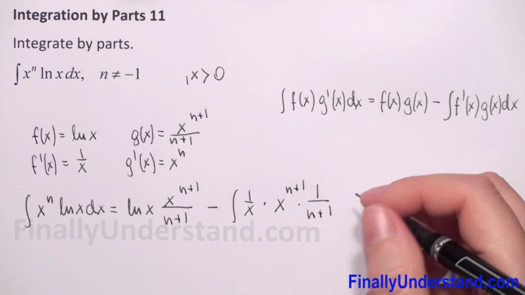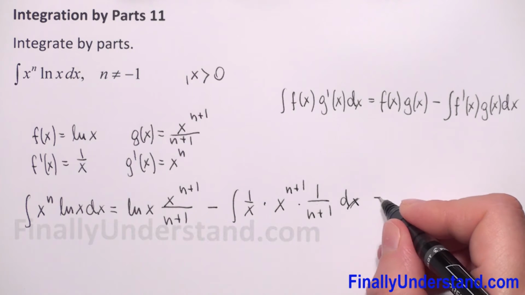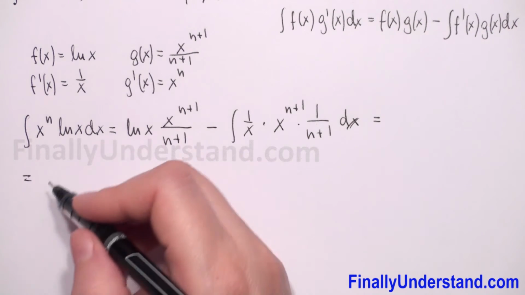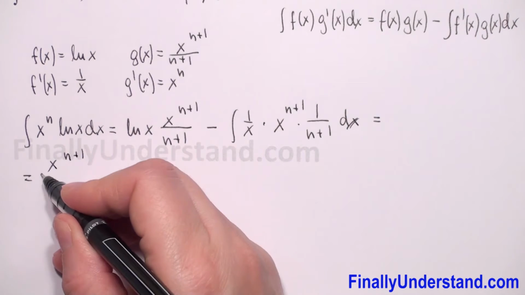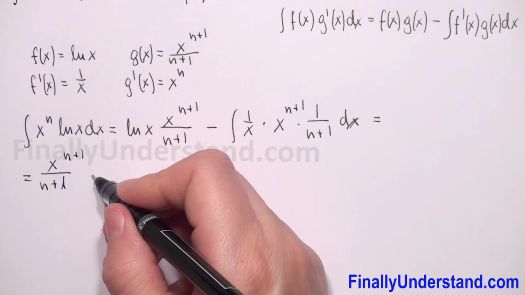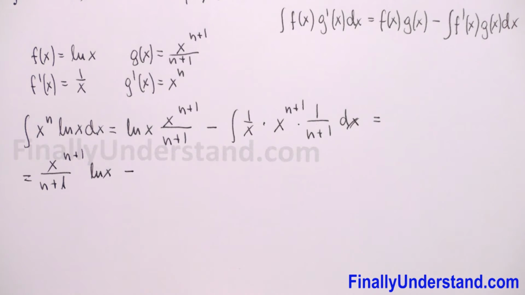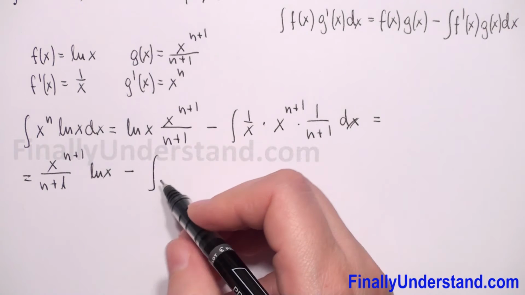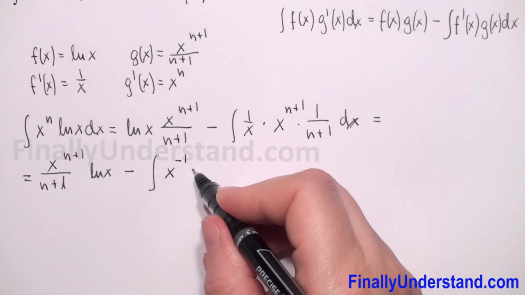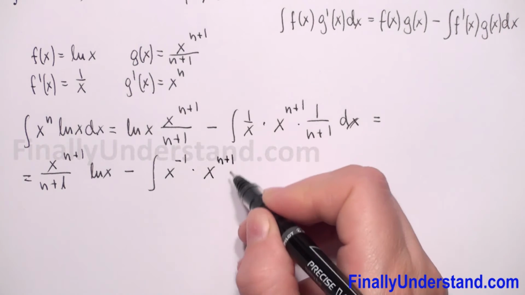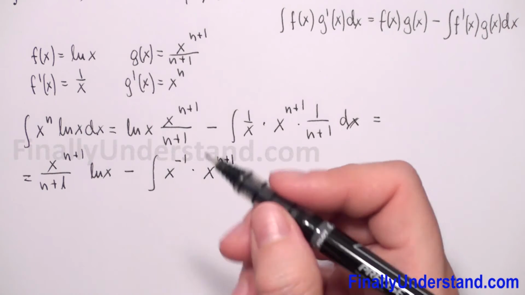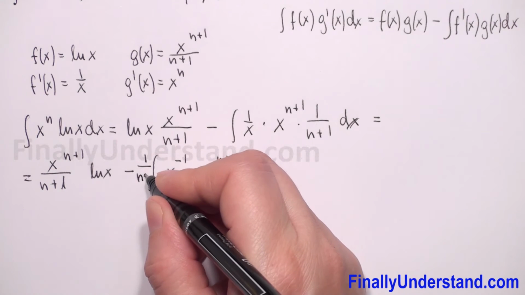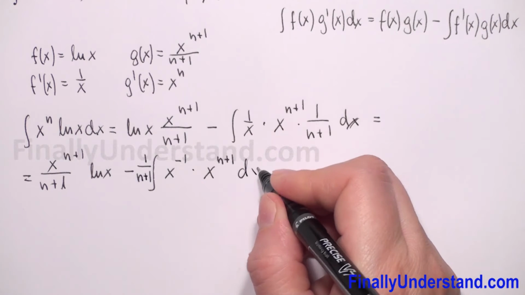n plus 1 is constant with respect to x. So this is equal to, I will put first, x to the power n plus 1 over n plus 1 times the natural logarithm of x, and we have a negative sign. Because we have 1 over x, we can change this to a power, so it will be x to the power negative 1 times x to the power n plus 1, and 1 over n plus 1 is constant, so we can put 1 over n plus 1 before the integral symbol. We have the integral with respect to x.